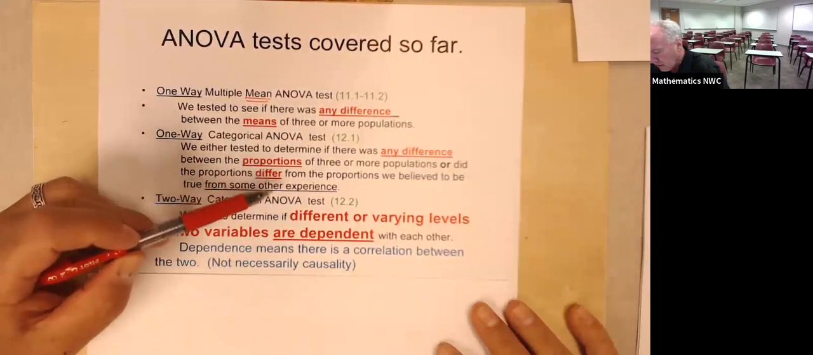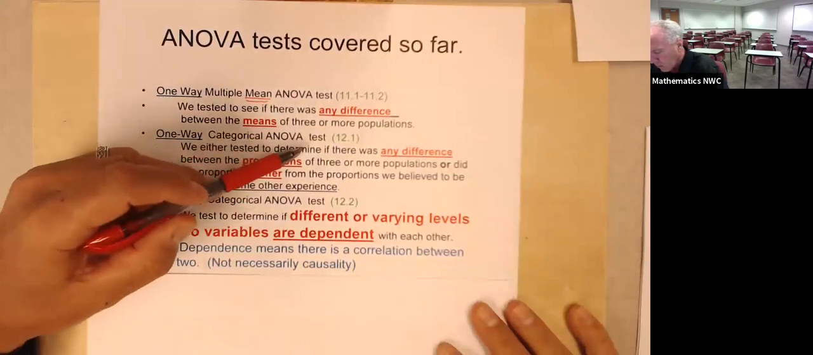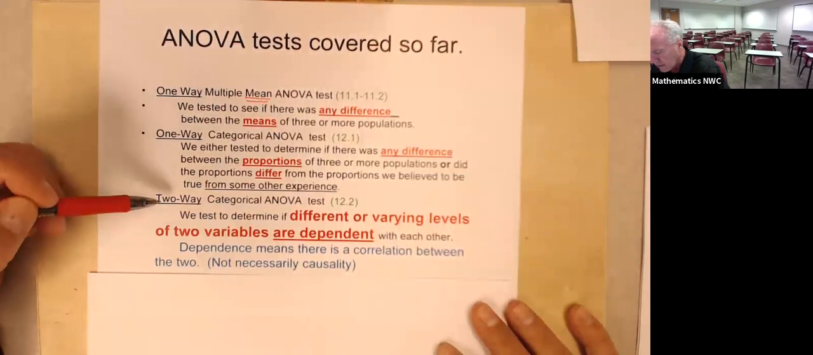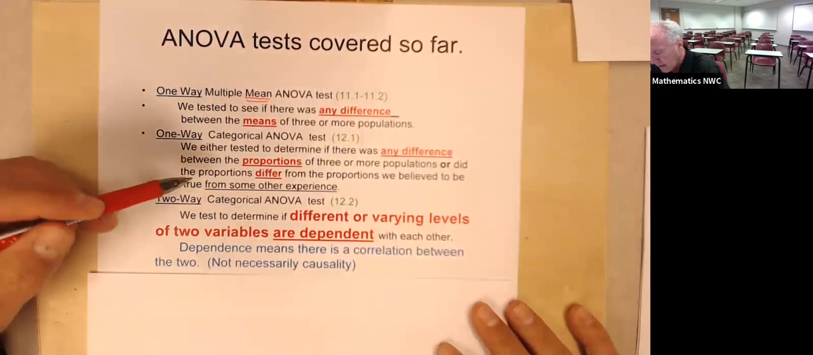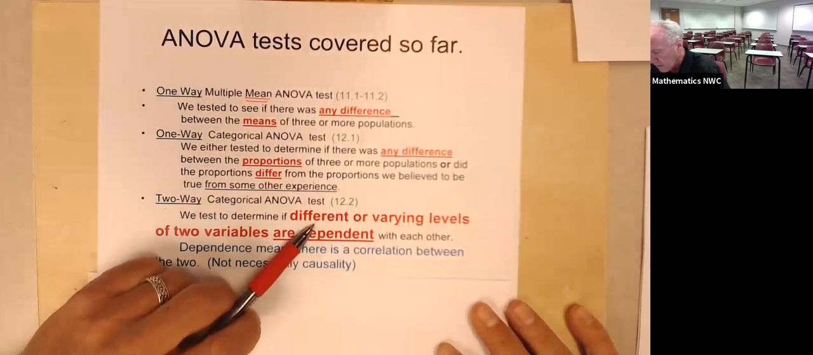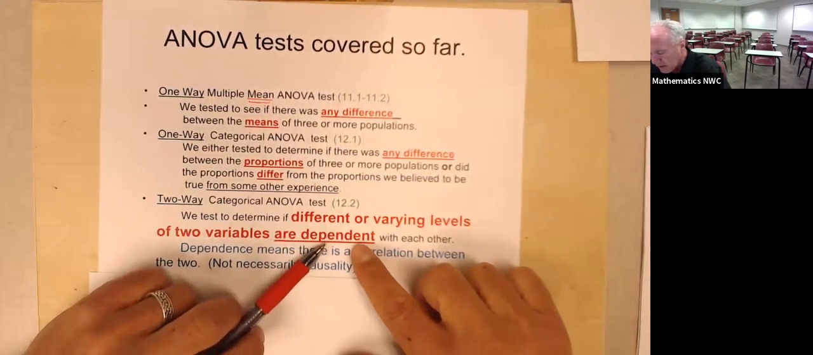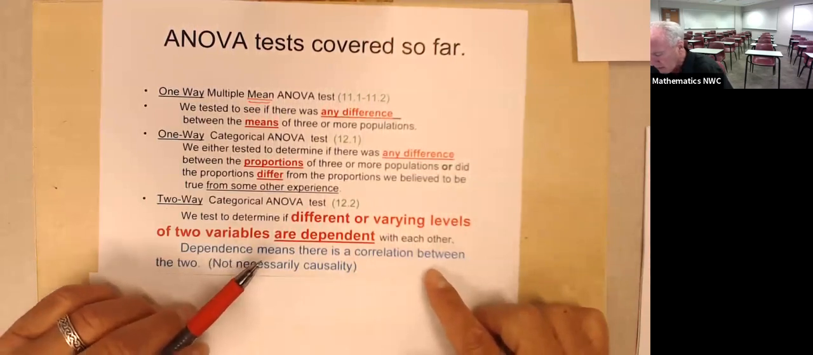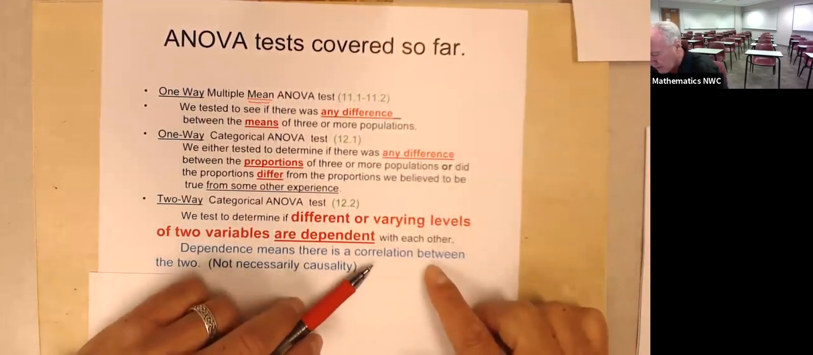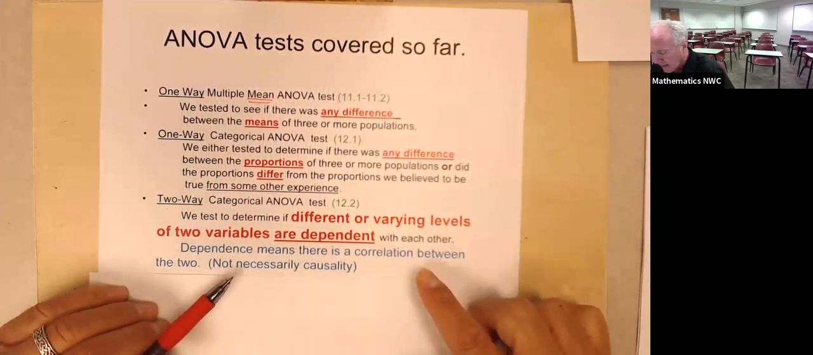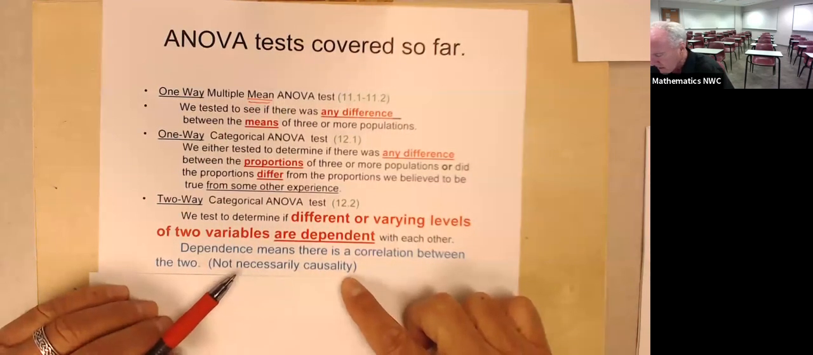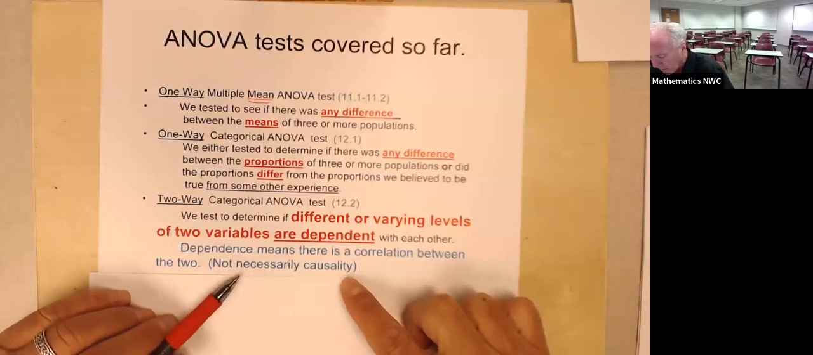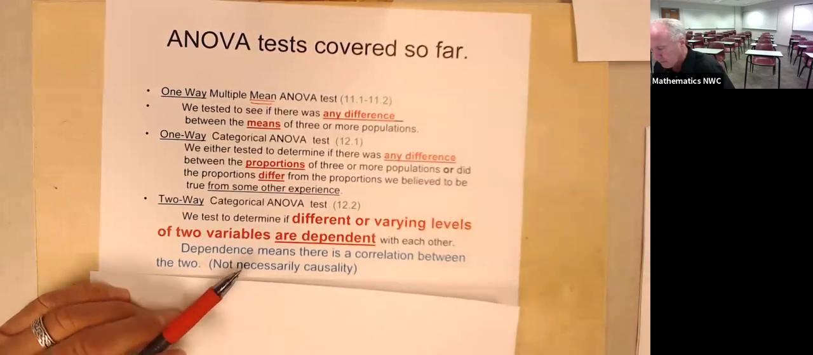Big change here. A lot of people want to put these two in the same category, but these two are totally different. Okay, recognize that difference. We're looking to see if the variables are dependent or independent. Also, keep in mind, dependence means there's a correlation, not necessarily that one causes the other, not causality, but only is there a correlation.